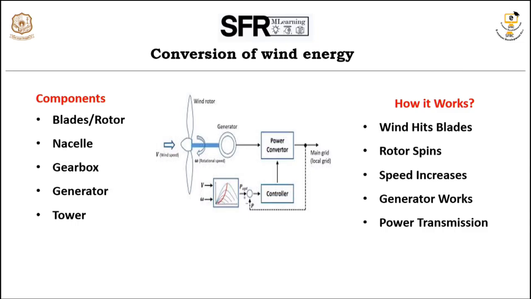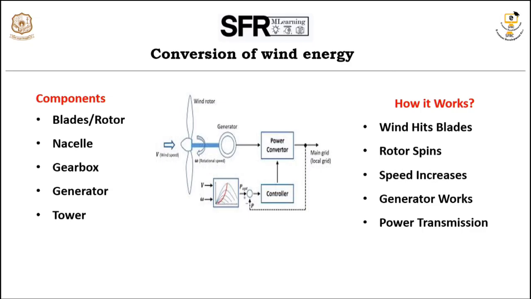So there are many core components of a wind energy conversion system. Let me explain one by one. First of all, the rotor or blades. What is the rotor? It captures kinetic energy. Most commercial turbines use three blades for optimal balance and efficiency. The next component is the nacelle, the protective housing at the top of the tower containing the gearbox, generator and the control system.